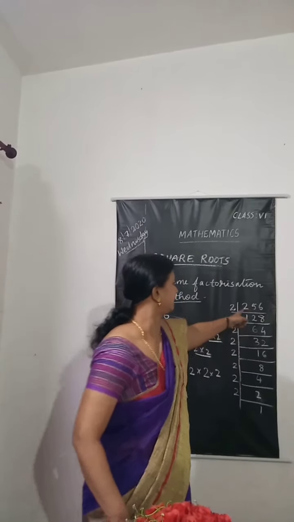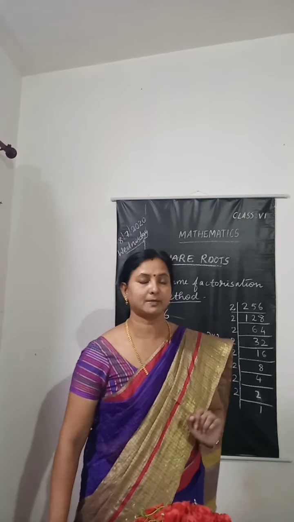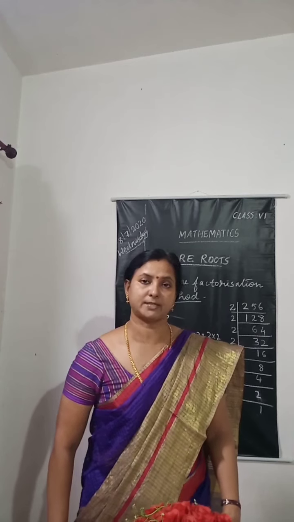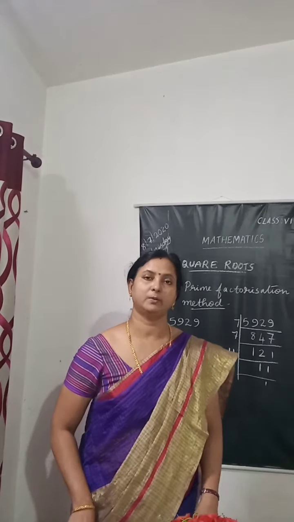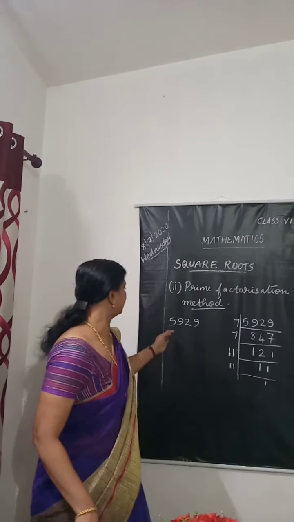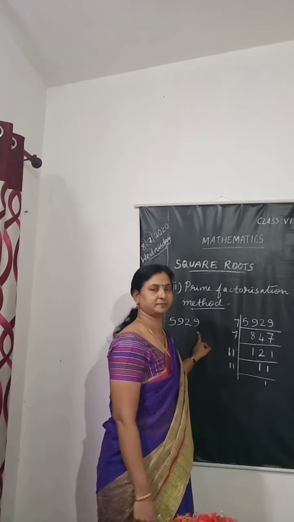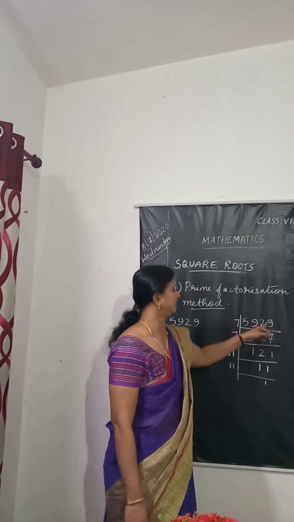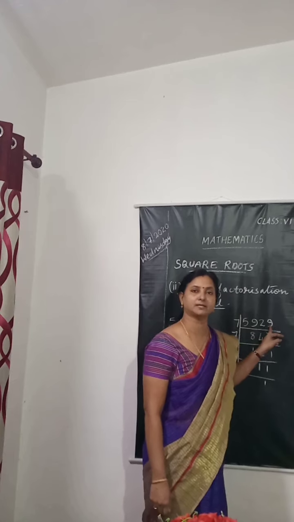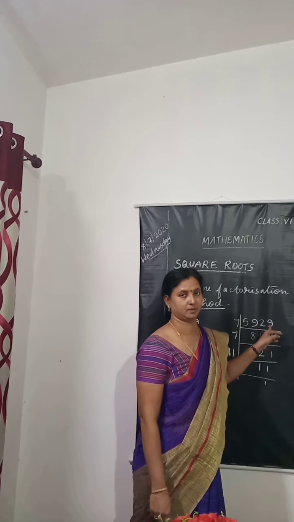Here it is a 3-digit number only. Next, one more example I will show you with a 4-digit number. Now, next see the number 5929. The number ends with 9. So, you cannot divide it by 2.